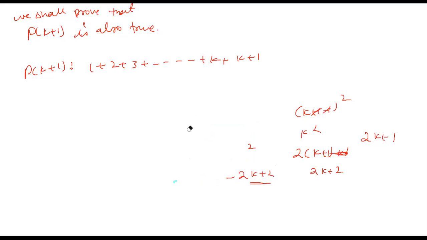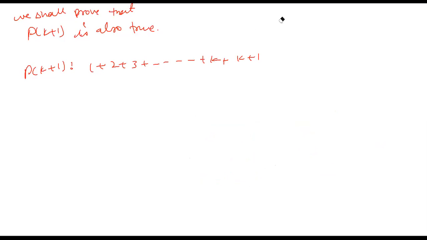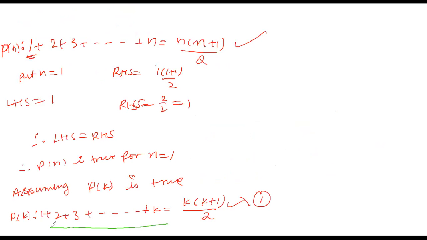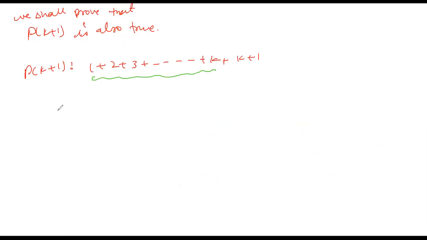Now I'm writing P of k plus 1 is equal to 1 plus 2 plus 3 plus so on plus k plus 1. I know the result from equation 1. What is this part, the line I'm drawing up to k? I know the answer from equation 1: 1 plus 2 plus 3 plus up to k is equal to k into k plus 1 by 2. Replace that. If I replace it, what will the answer be? K into k plus 1 by 2 plus k plus 1.